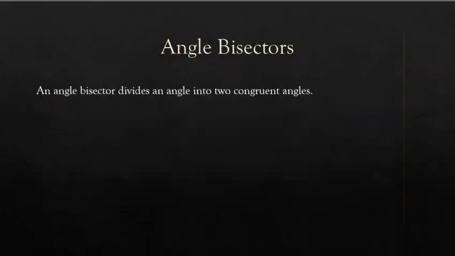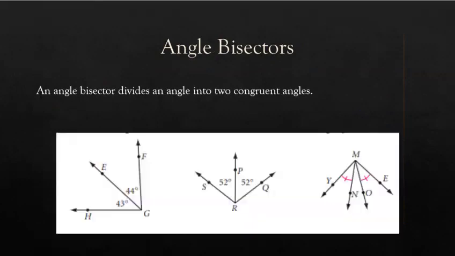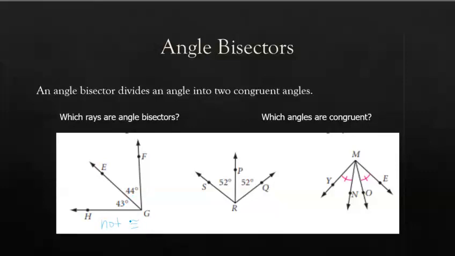An angle bisector divides an angle into 2 congruent angles. Let's look at all these pictures. Which rays are angle bisectors? Which angles are congruent? On this first picture, do we see any congruent angles? They might look close, but they're measured at 43 and 44 degrees, so they are not congruent. Remember, our congruent symbol looks like an equal sign with a little tilde or squiggly line over it.